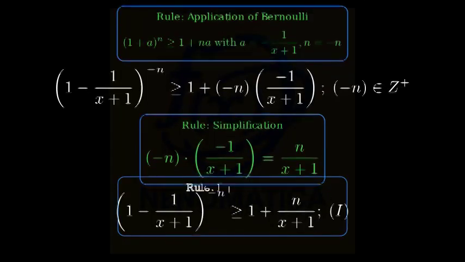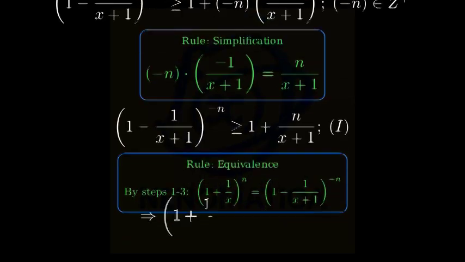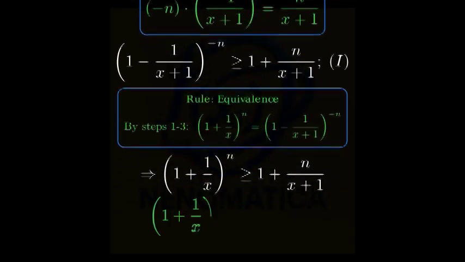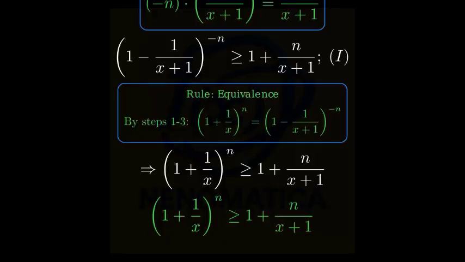Step 7. Now, let's put everything together to reach our conclusion. Going back to our initial transformation, we showed that the left side of our original inequality, (1 plus 1 over x) raised to n, equals (1 minus 1 over x plus 1) raised to negative n. And we just proved that this is greater than or equal to 1 plus n over x plus 1. Therefore, we've proven the original inequality: (1 plus 1 over x) raised to n is greater than or equal to 1 plus n over x plus 1.